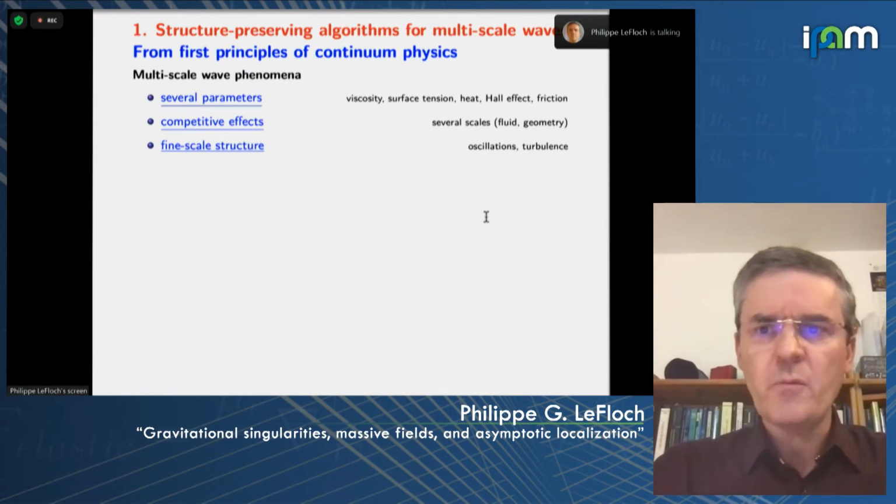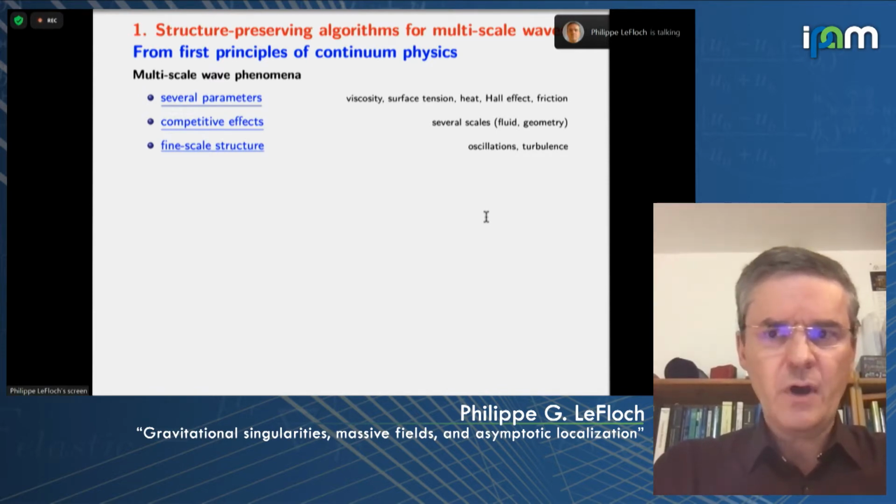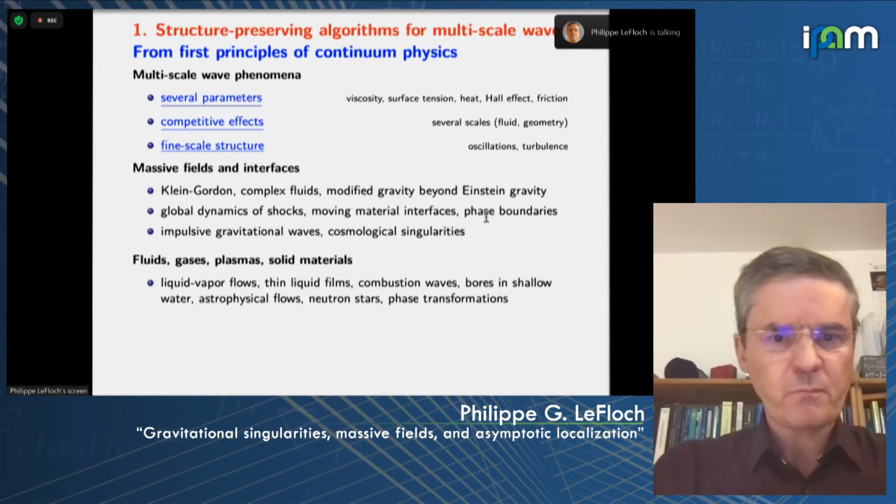But since now the machines are improving and the techniques of machine learning are telling us that we can go much further in modeling, you now have to pay attention to these effects from the small scales in the problem. So I put here a number of keywords to tell you what I have in mind of shocks or material interfaces, possibly material undergoing phase transformations.